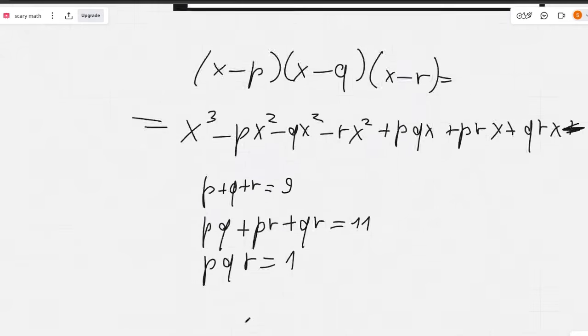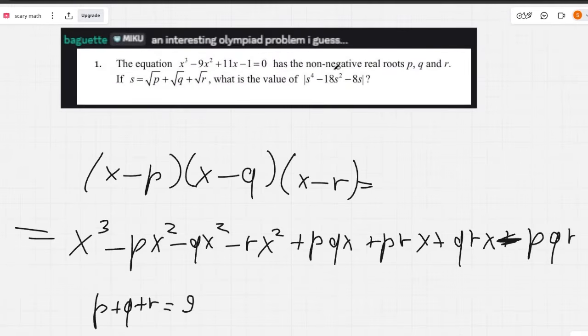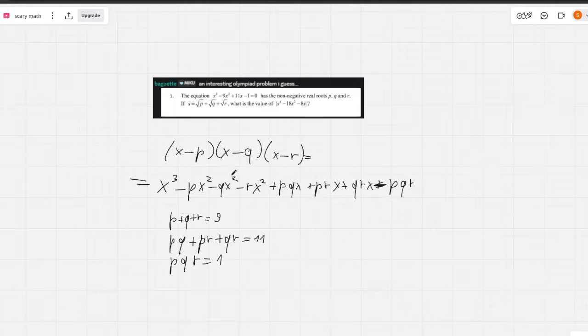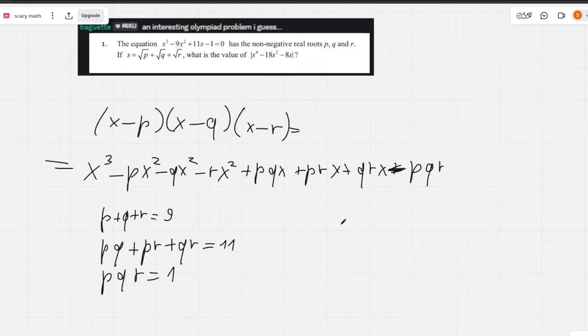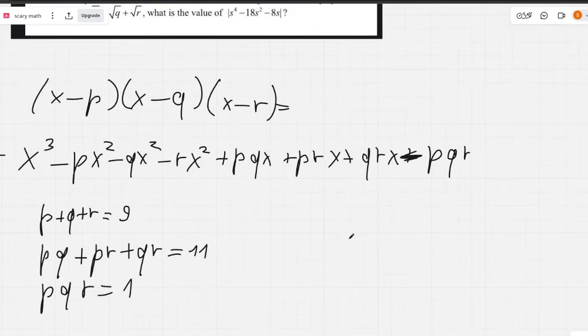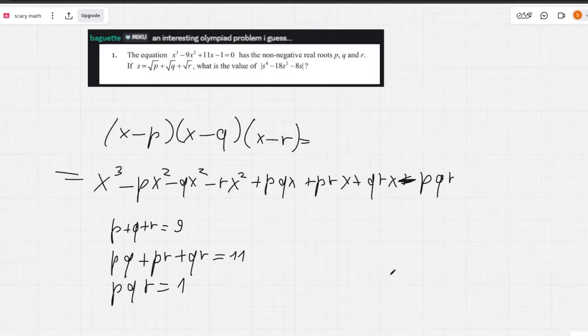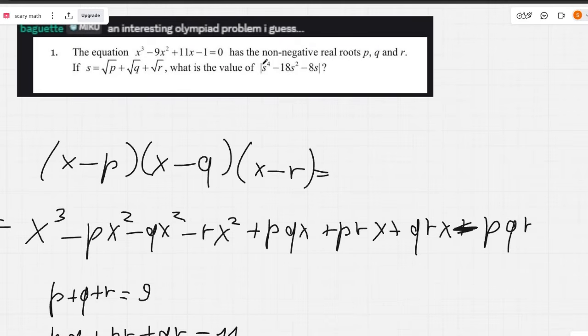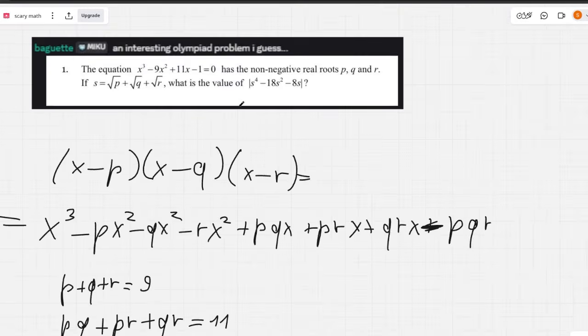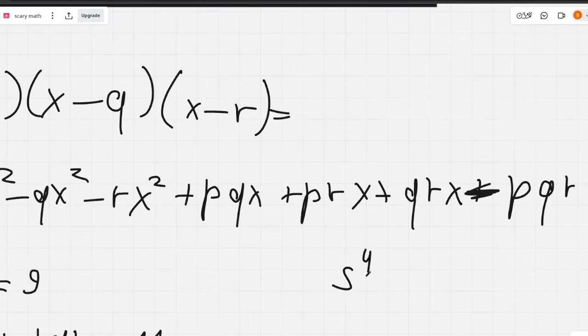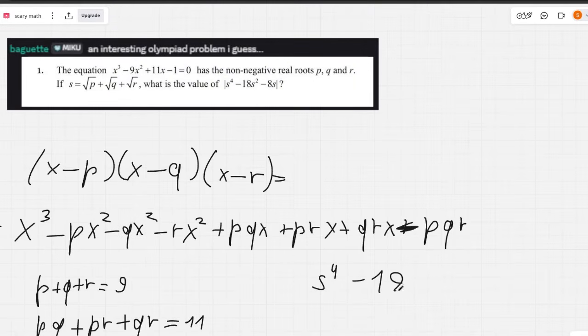Now with this information in hand, we need to deduce the value of this expression, and what I'm gonna do is look through it and find some relations. First of all, what we have here is s to the 4th power minus 18 times s squared minus 8s.